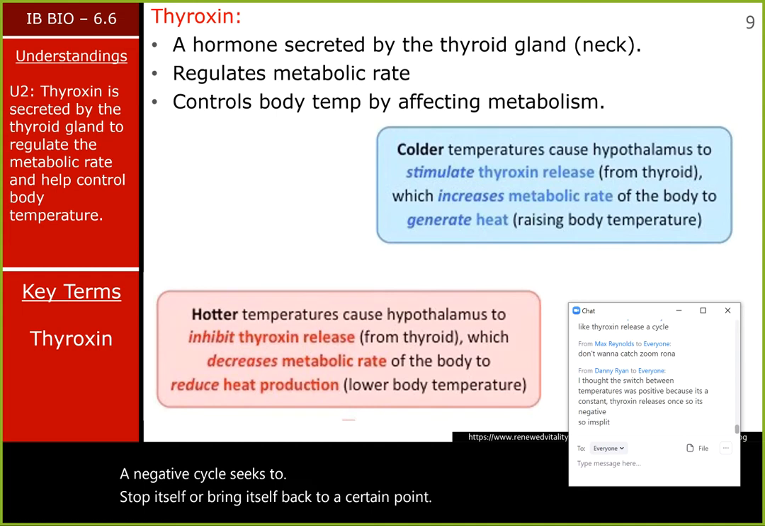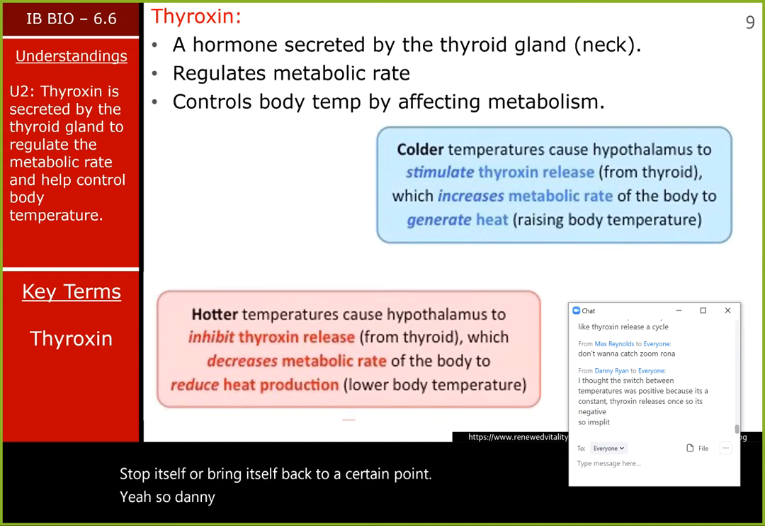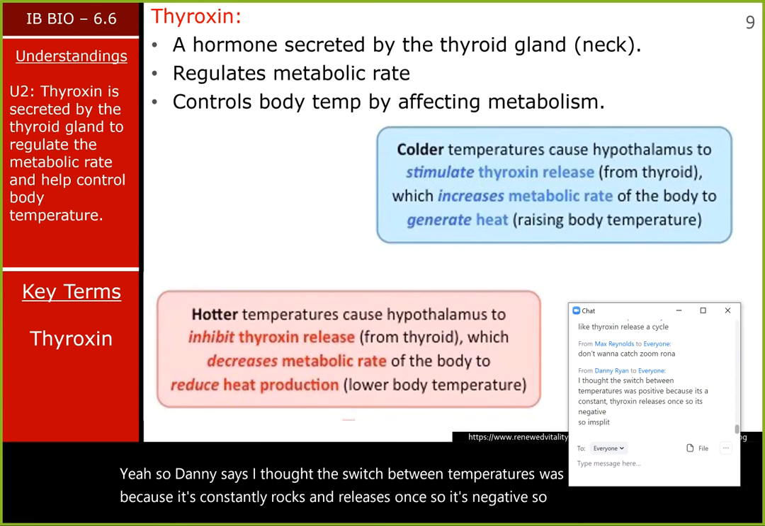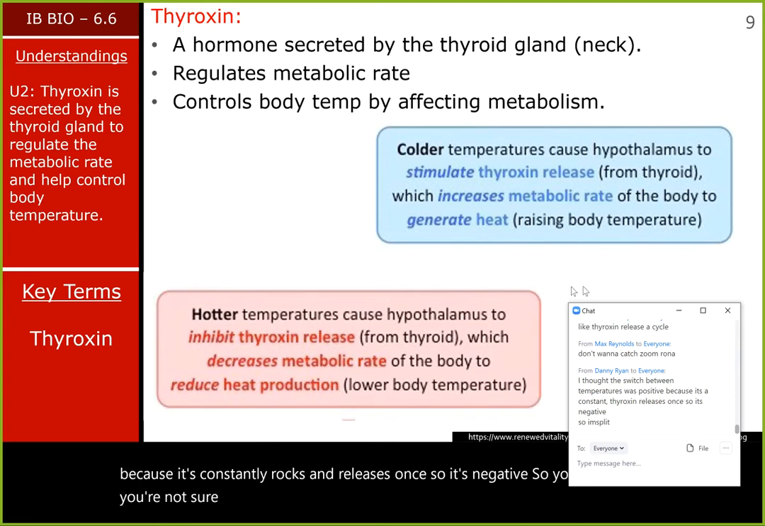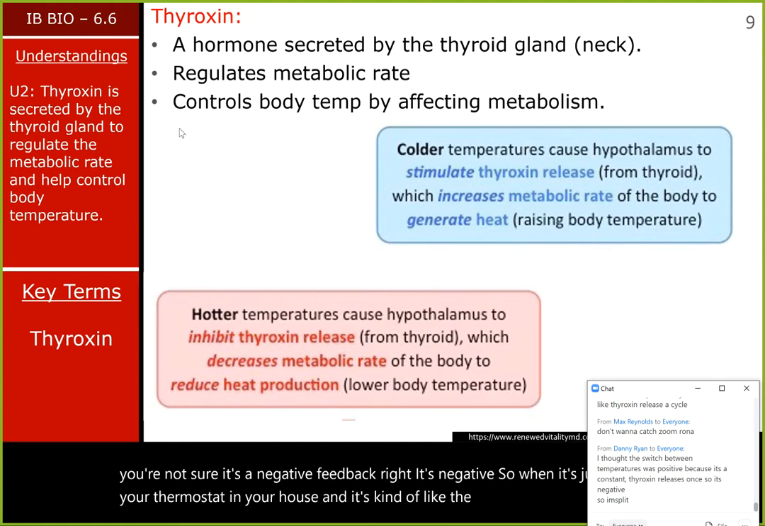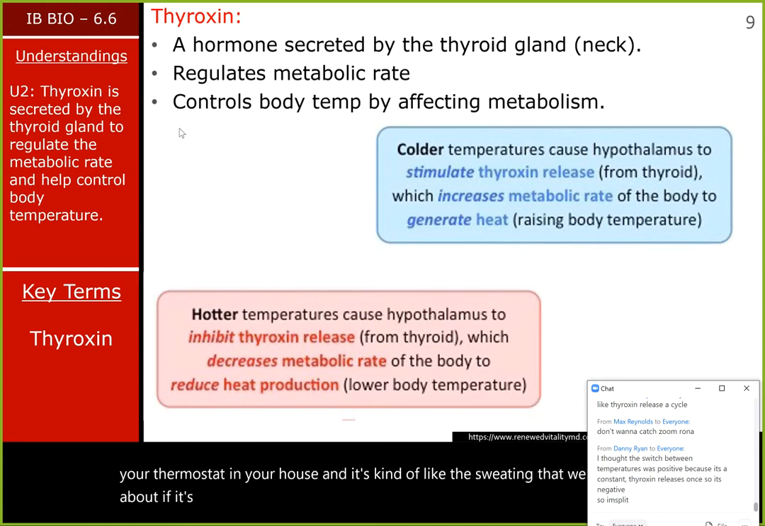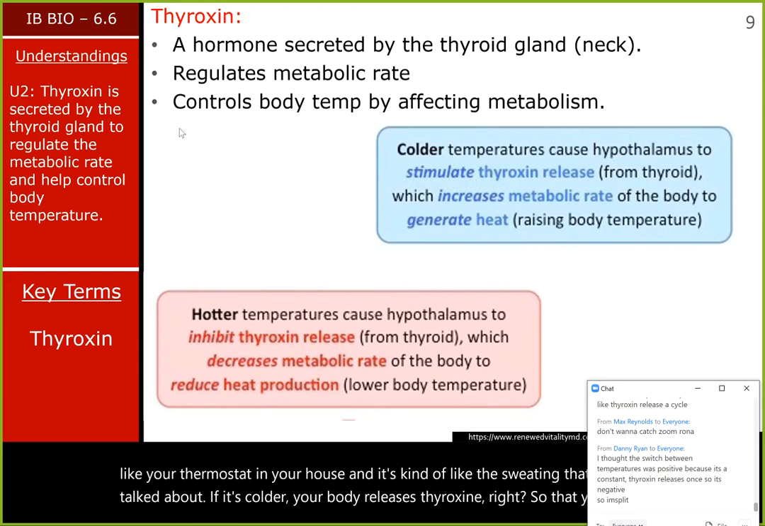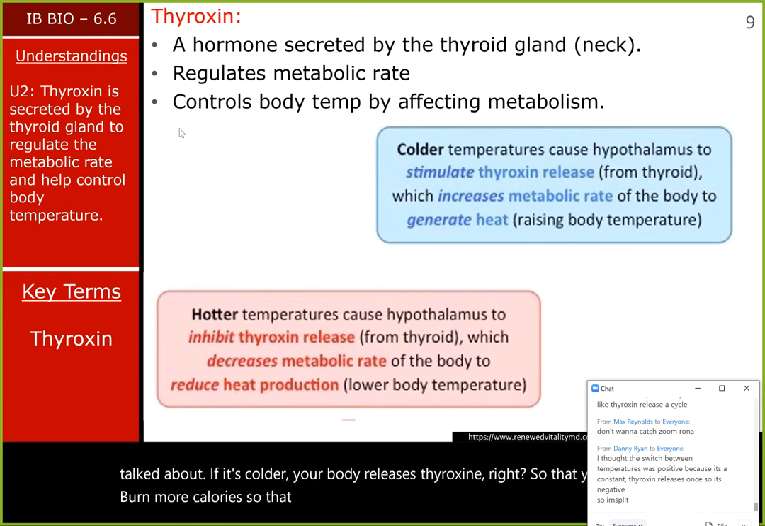Yeah, so Danny says, I thought the switch between temperatures was positive because it's constant thyroxine releases once, so it's negative. So you're split, so you're not sure. It's a negative feedback, right? It's negative. So it's just like your thermostat in your house, and it's kind of like the sweating that we talked about. If it's colder, your body releases thyroxine, right? So that you burn more calories, so that you heat yourself up to a particular temperature.